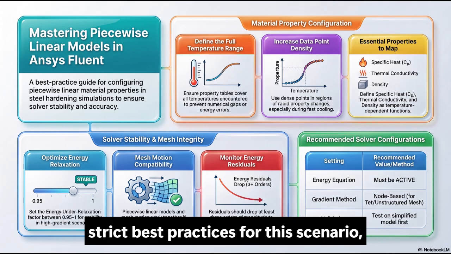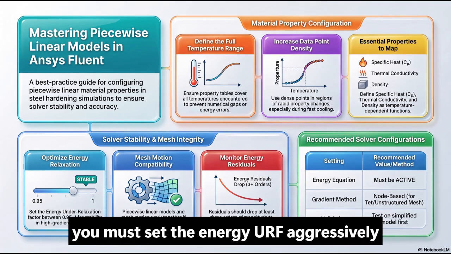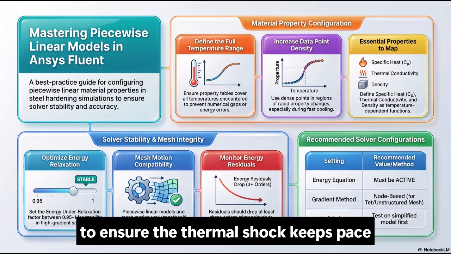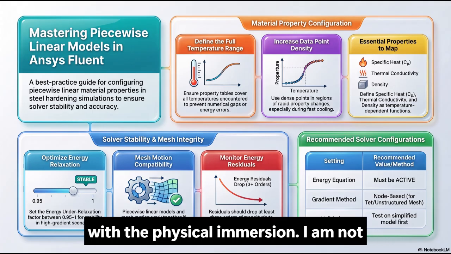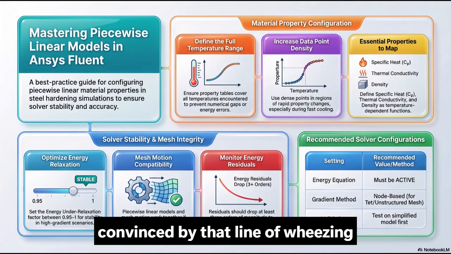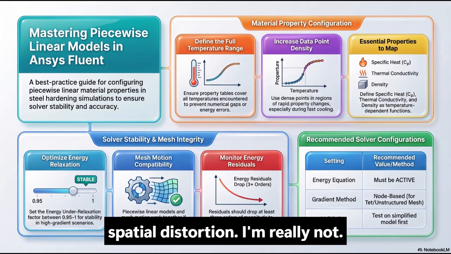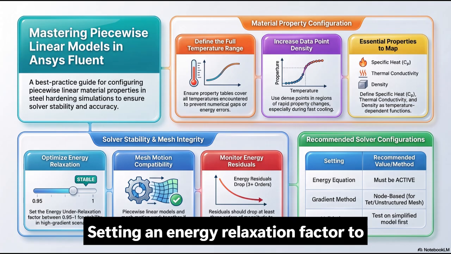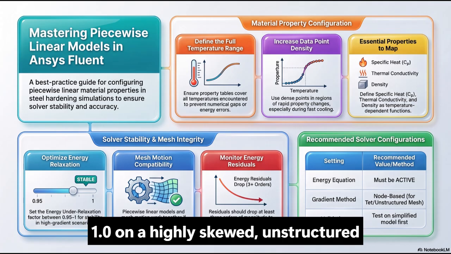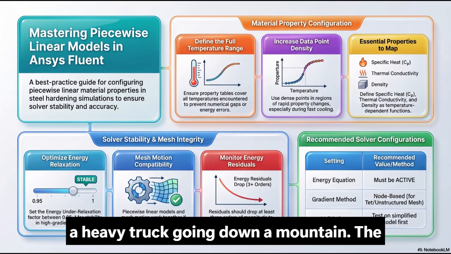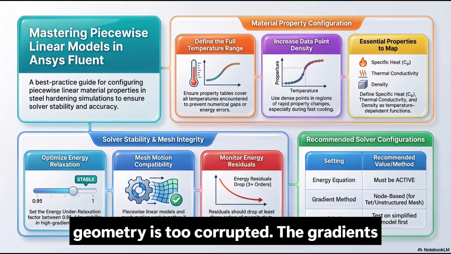According to the strict best practices for this scenario, you must set the energy URF aggressively high, between 0.95 and 1.0, to ensure the thermal shock keeps pace with the physical immersion. I am not convinced by that line of reasoning because you are completely ignoring the spatial distortion. Setting an energy relaxation factor to 1.0 on a highly skewed, unstructured moving mesh is like taking the brakes off a heavy truck going down a mountain. The geometry is too corrupted.